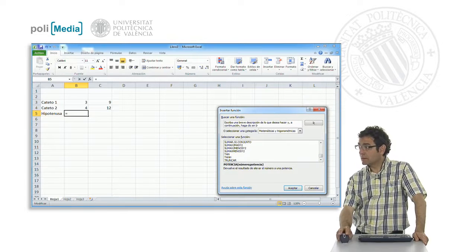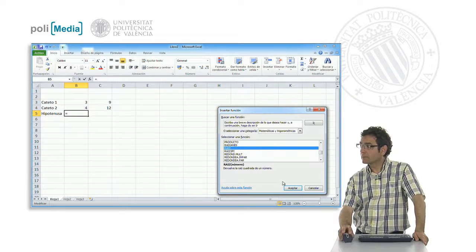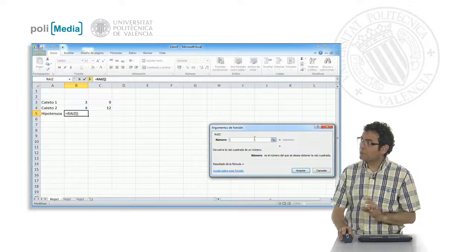So I wondered whether it would be possible to enter functions within other functions. The answer is yes, I can. I can select what I have to put, which is the square root, the root, say, of the function that must ultimately be carried out, ROOT, and enter as a parameter the result of applying the other formula. Okay.